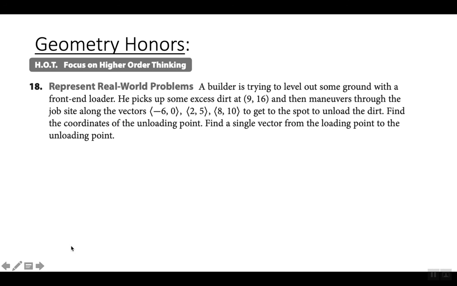Okay, now honors classes. Let's look at this. We have 2 more problems. And honestly, if you understood everything we did so far, they're very simple. It's just hidden in a word problem that I wanted to look at.